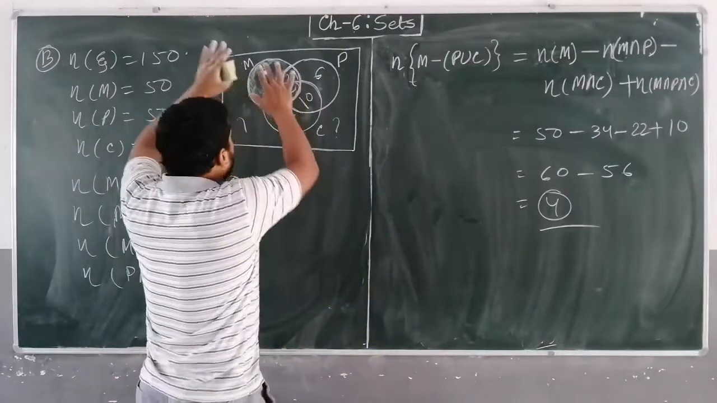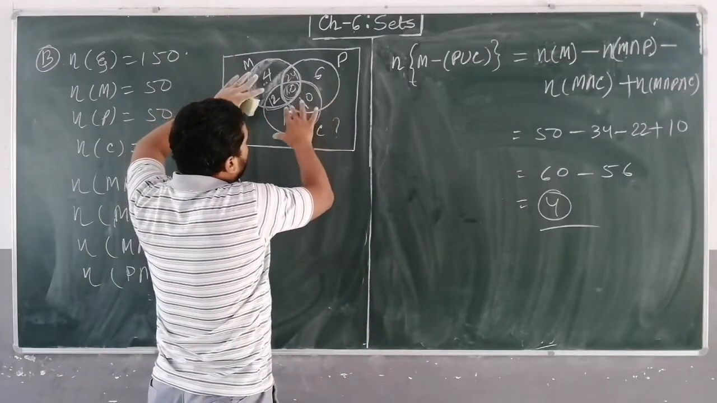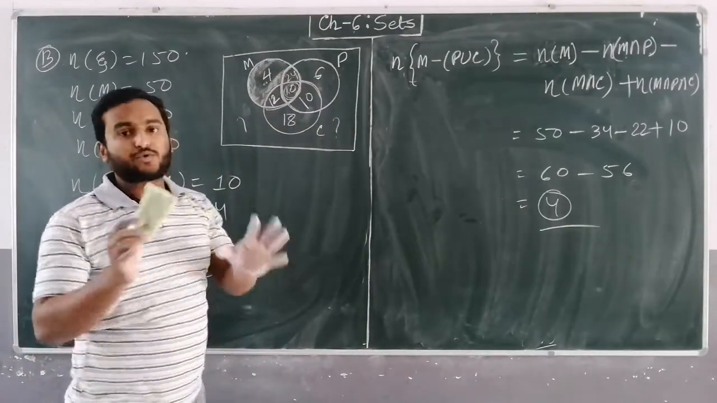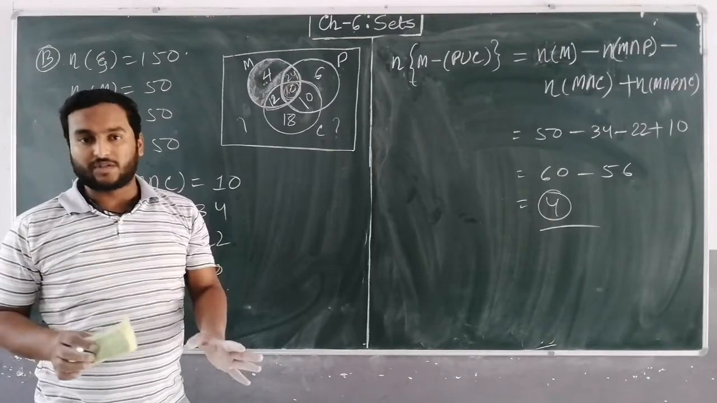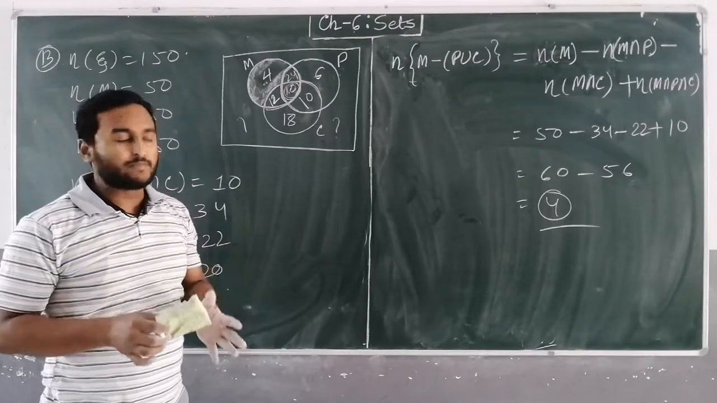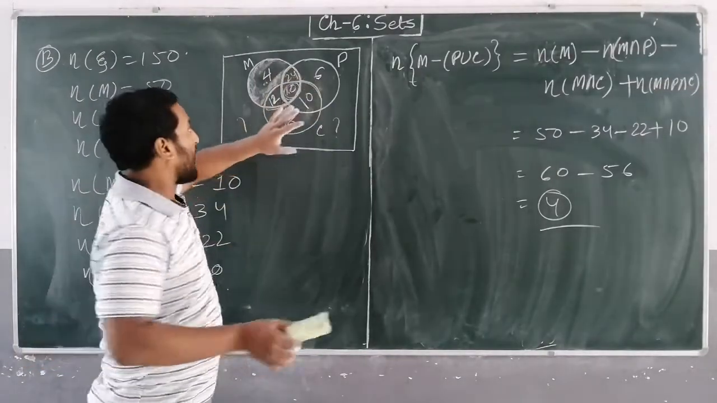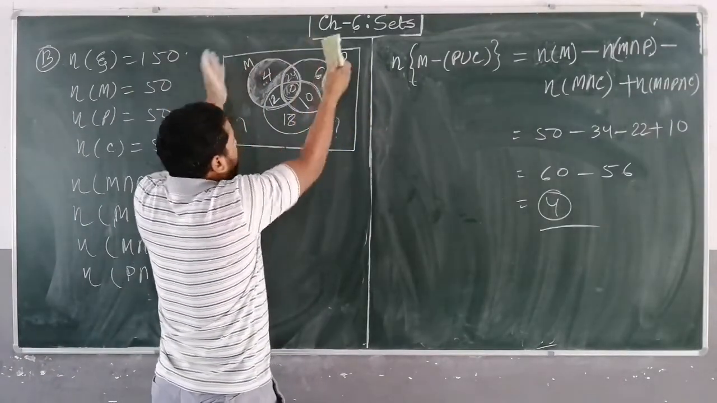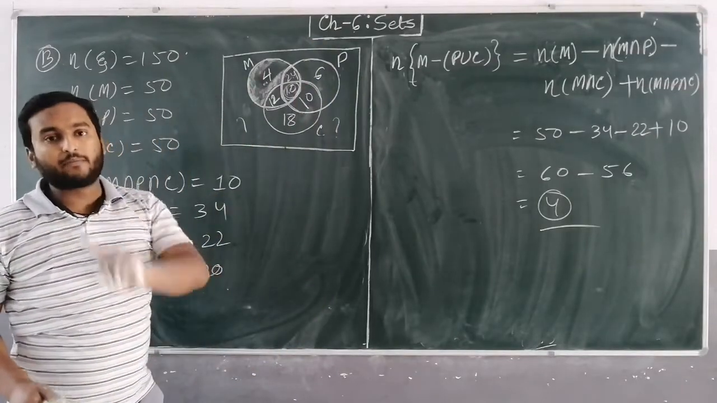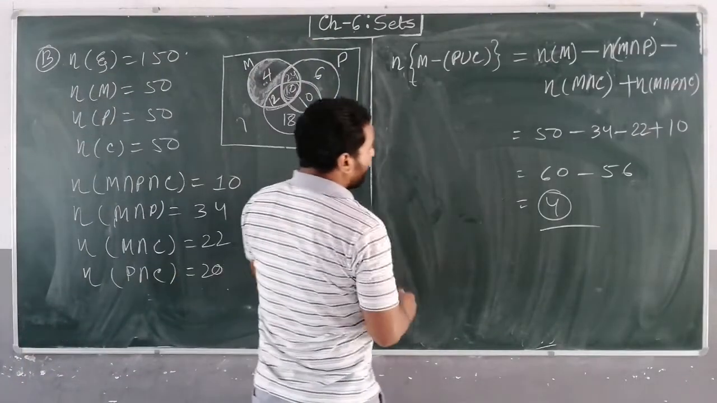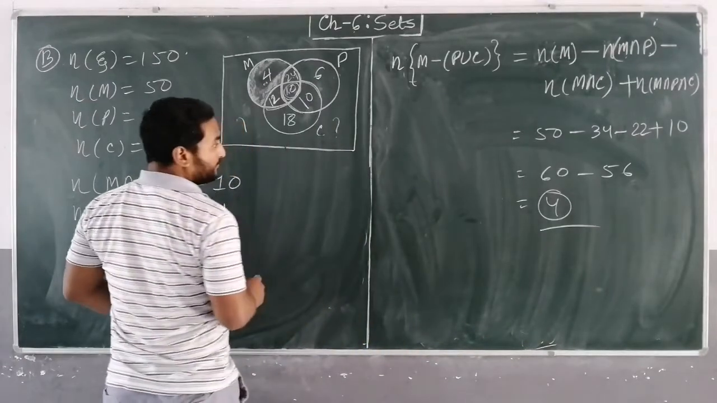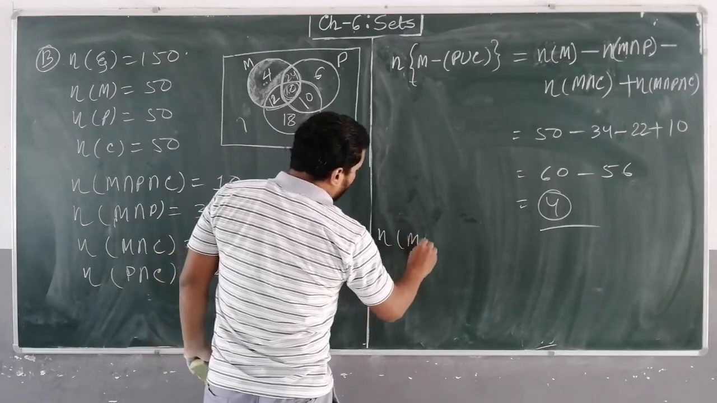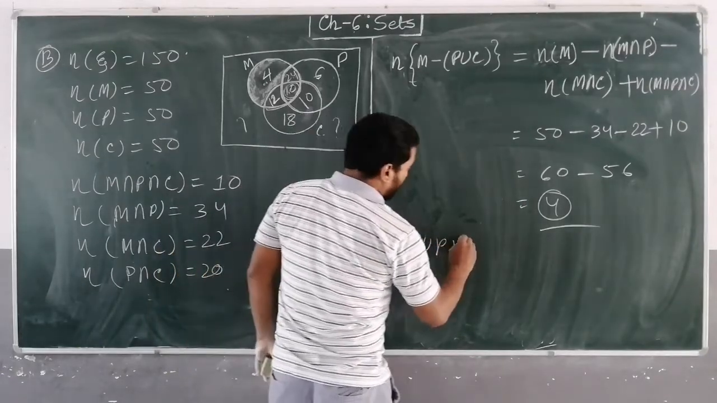None of these subjects means M union P union C complement. M union P union C means the students studying mathematics, physics, chemistry. Each subject or both subjects or all these 3 subjects. And if you take the complement, then outside these 3 circles means the students are not studying these 3 subjects. That you have to find. So at first find the union. So you have to find the cardinality of M union P union C.